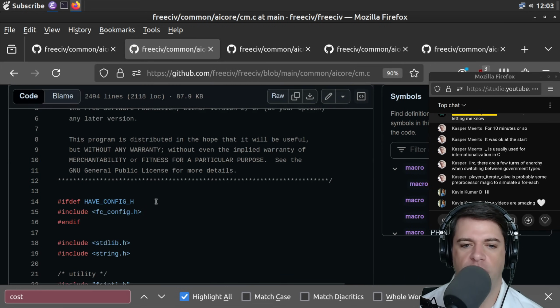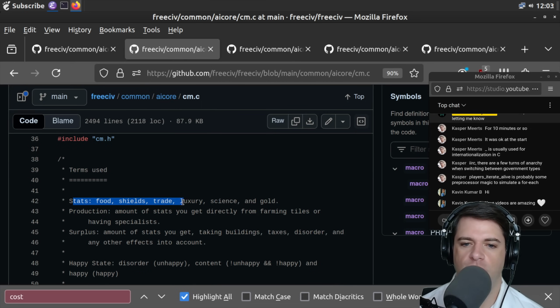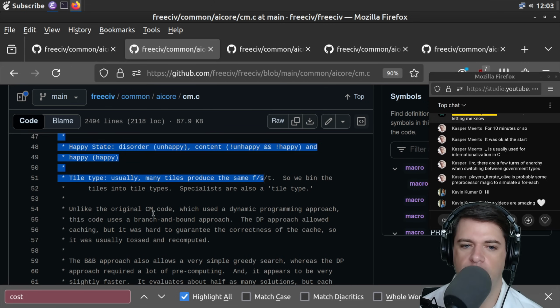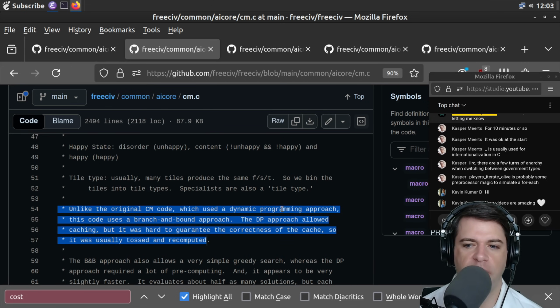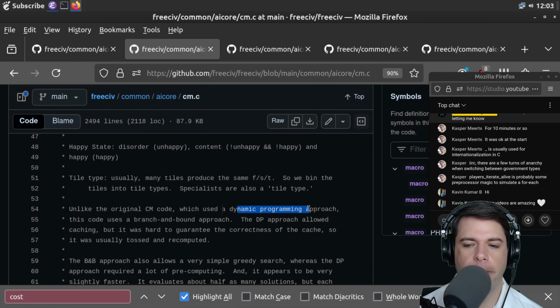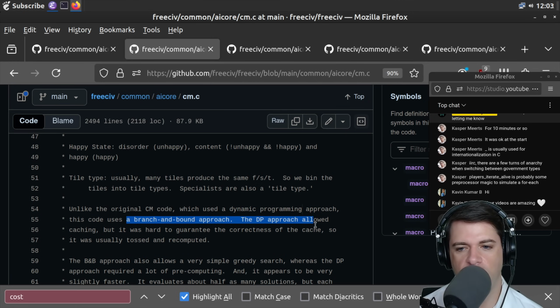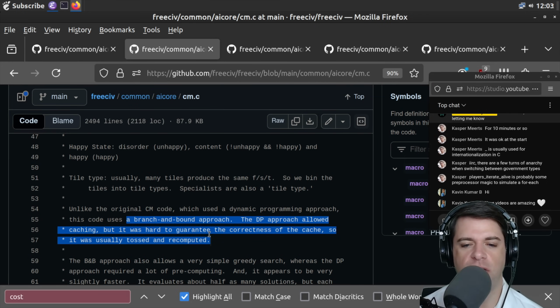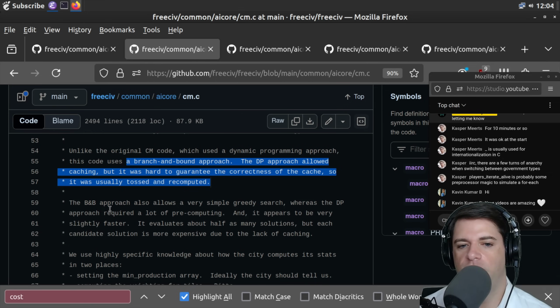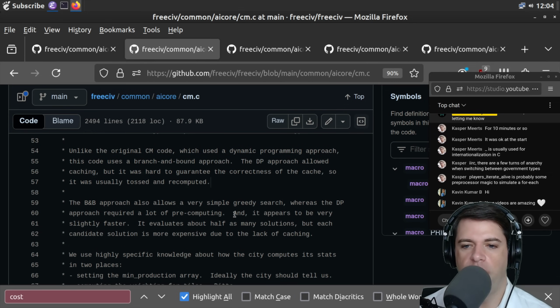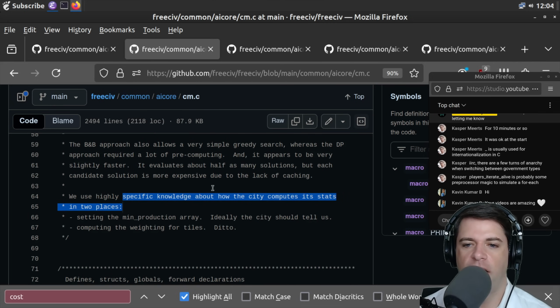Terms used. Okay, so we get more information in the C file. Stats, food, shields, trade, luxury, science, and gold. Happy state, disorder, tile. Unlike the original CM code, which used a dynamic programming approach... okay, so there's some dynamic programming. Where? I'm not sure. This code uses a branch and bound approach. The DP approach allowed caching, but it was hard to guarantee the correctness of the cache, so it was usually tossed and recomputed. The branch and bound approach also uses a very simple greedy search, whereas the DP approach required a lot of pre-computing, and it appears to be slightly faster. We use highly specific knowledge about how the city computes its stats.